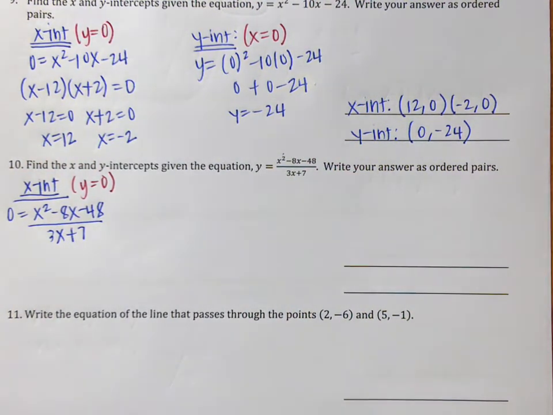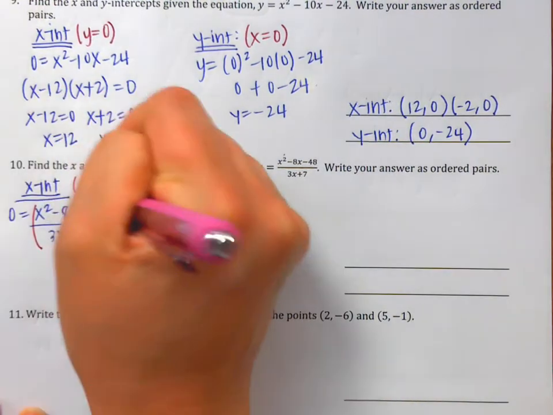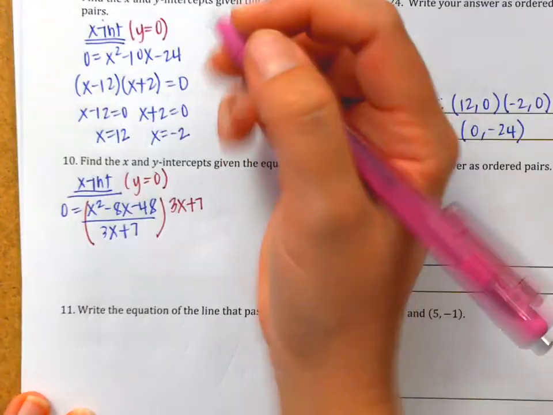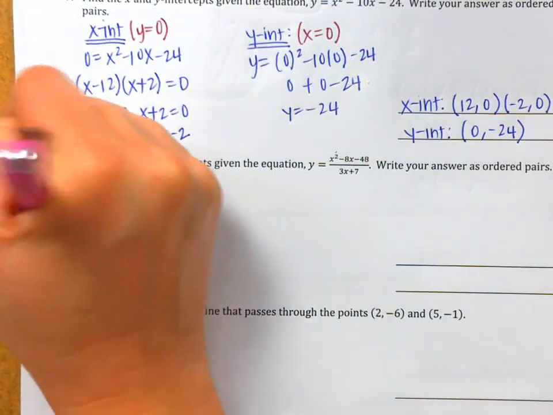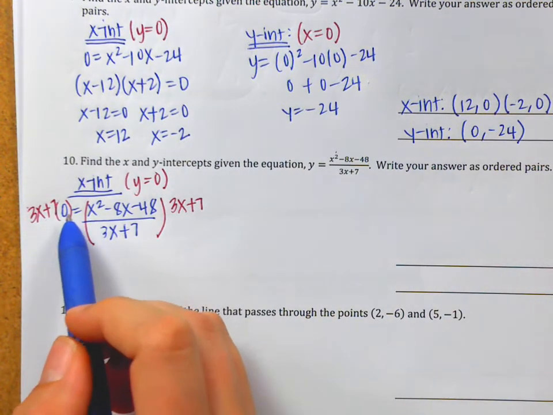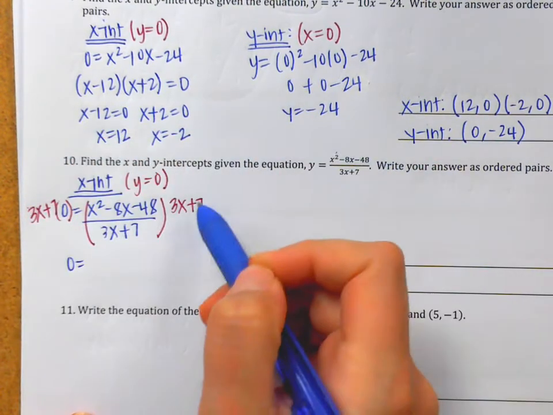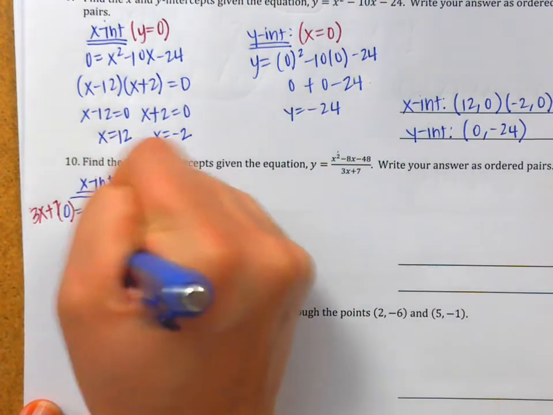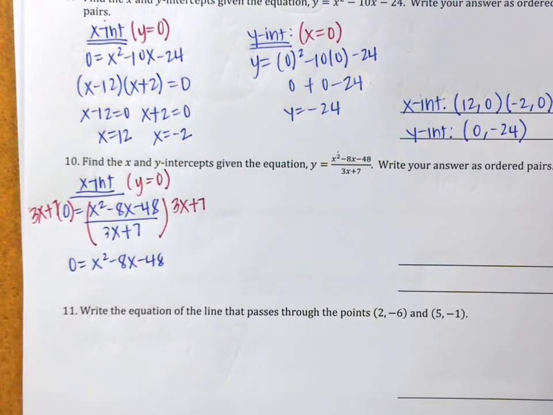Well, the first thing we would do when solving this is get rid of the denominator. To get rid of the denominator, what we would do is multiply both sides by that denominator. So I'm going to multiply this side by 3x plus 7, because that's going to end up canceling. And then I'm also going to multiply this side by 3x plus 7. So what happens is 3x plus 7 times 0 is 0. And then 3x plus 7 times the fraction, those cancel, and I'm left with just x squared minus 8x minus 48. And so now I'm at basically the same spot I was up above.